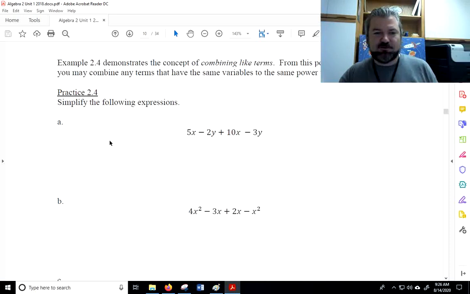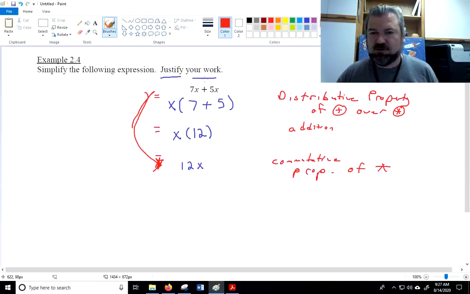So, I'm just summarizing here in the notes that this demonstrates the concept of combining like terms. And from this point on in the class, you may combine any terms that have the same variables to the same power without justifying. One quick point that I want to show. You probably learned that like terms have to have the same exponent to the same power. So you should recognize that we cannot combine these terms here because that's x squared.